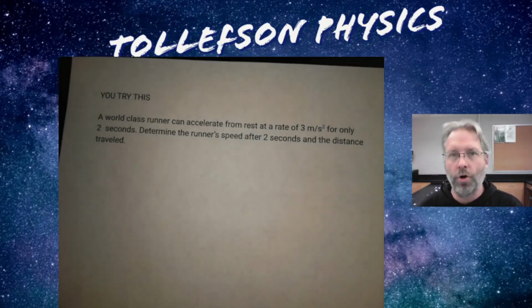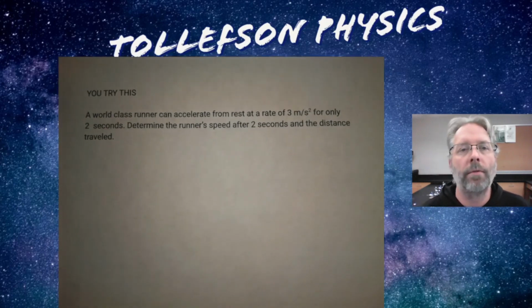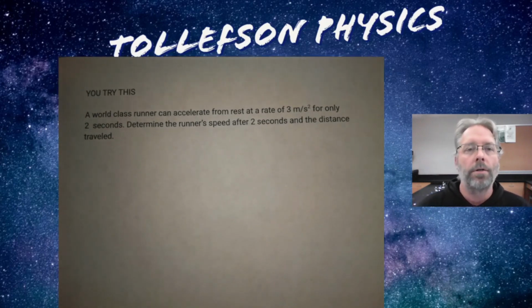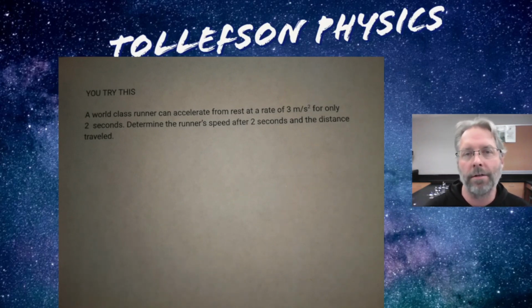All right, now it's your turn. So I want you to try this question before you look at what the answer is. So we have a world-class runner, and actually this was modeled after a world record. You can only accelerate for a short amount of time in a race. So this is from a 100-meter race. They're not going to travel 100 meters in the first 2 seconds. But that's where the highest acceleration is.